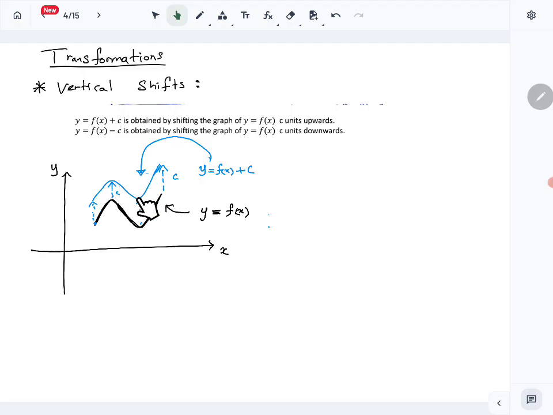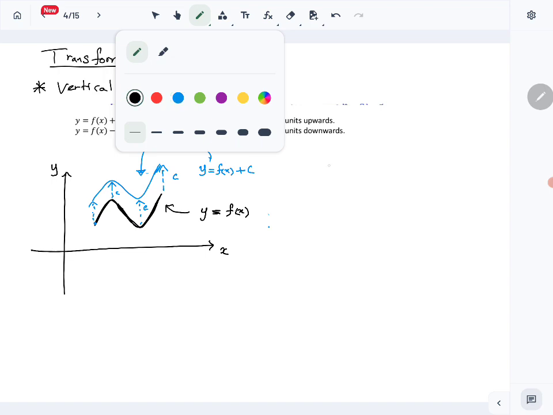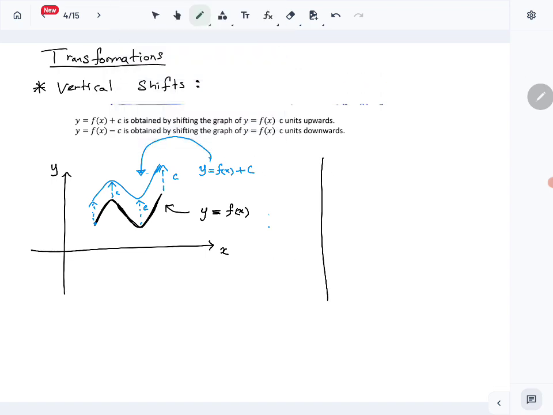That's all. Shape doesn't change. Everything just moves up. X values don't change. Only y values go up. Right. So that is what is mentioned here. To obtain f(x) plus c, we have to shift the graph of y equals f(x) c units up. So then you can draw by yourself what happens when we subtract c.